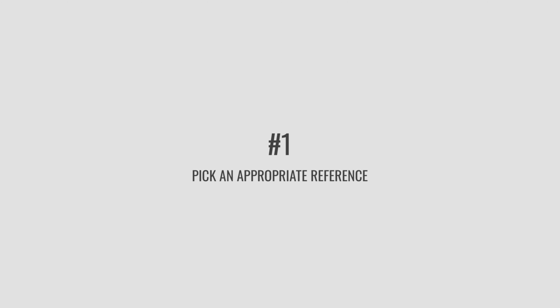Number 1 is to pick an appropriate reference. Obviously, there's so much music out there that you can choose, and there's a couple of factors you should really be thinking about when choosing a reference track. Things like BPM, or the beats per minute of your reference. Is your song way slower or faster? Because that's going to dictate a lot of decisions in the mixing process.